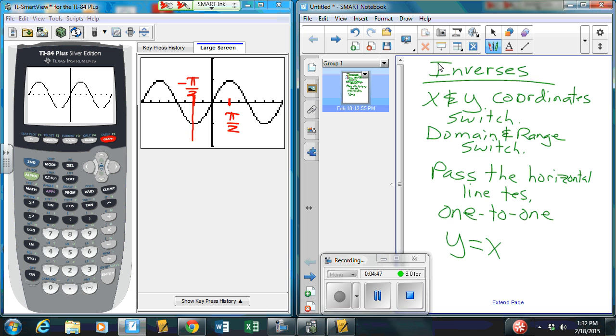Between those two, we have a graph right here that is 1-to-1. It passes the horizontal line test. You can continue going down the line, and there are other places, but mathematicians chose between negative pi halves and positive pi halves to define the sine inverse.